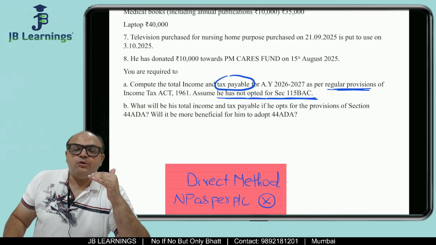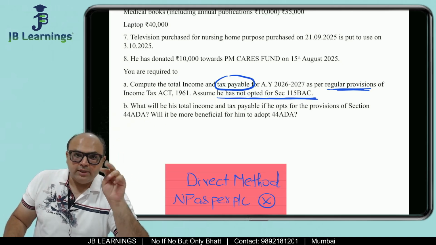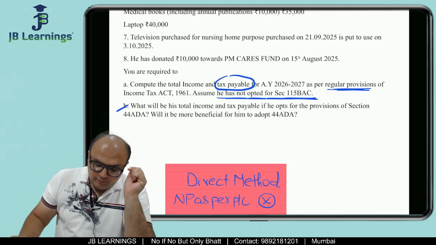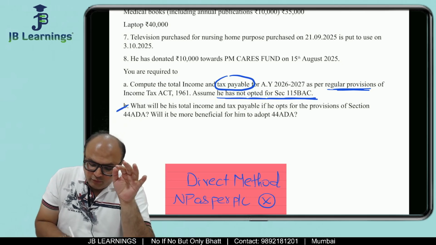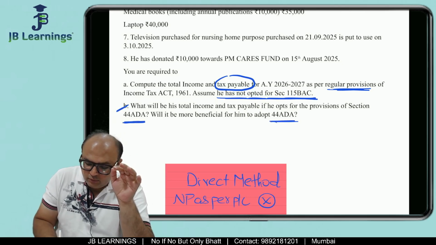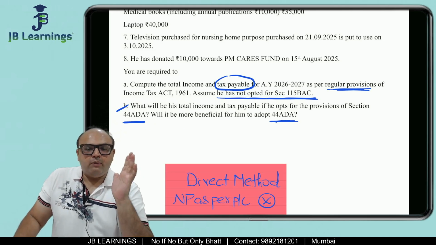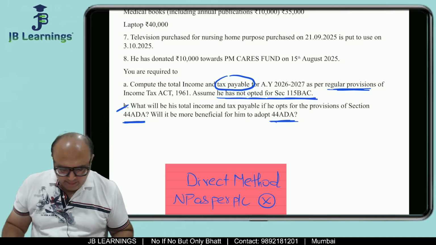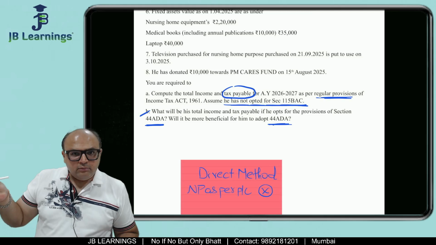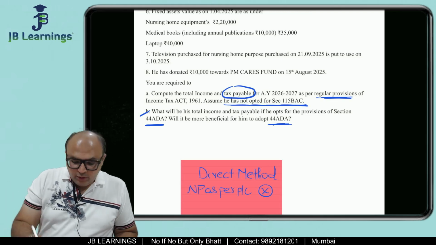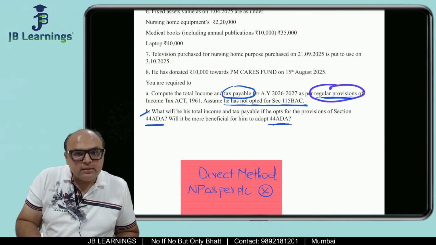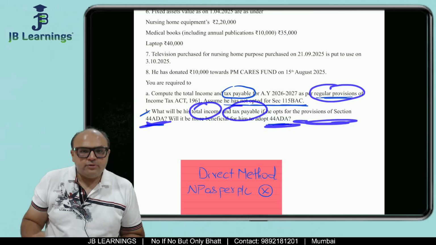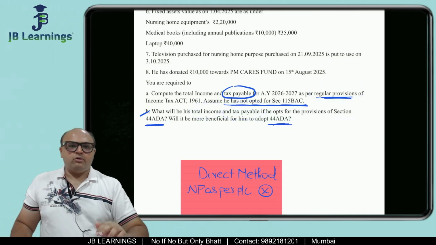So it means this is going to be a lengthy question because of two things. First, they're asking tax also. Then they are asking what will be your income and tax if he opts for presumptive basis. So friends, this is going to be a big question comparatively, right? So let us start. We are supposed to compute income and tax as per two provisions, regular provisions and as per 44ADA also. So income twice, tax also twice, correct?